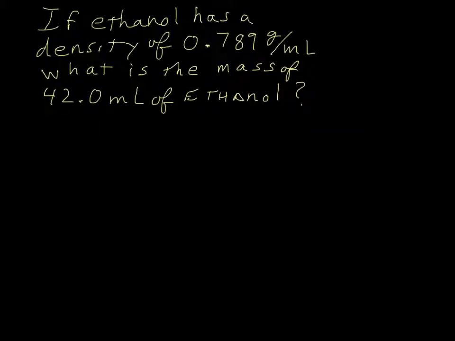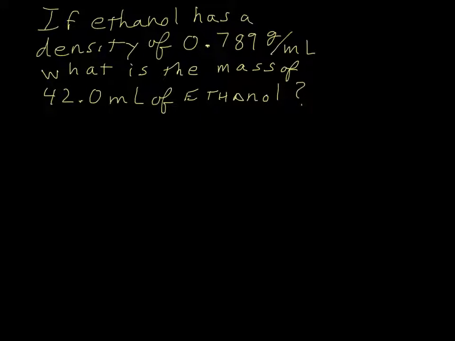Let's work some math. But before we do some math, why don't you write down Jane? J-A-N-E. If ethanol has a density of 0.789 grams per milliliter, what is the mass of 42 milliliters of ethanol? Gee whiz, if only we knew how to work this.